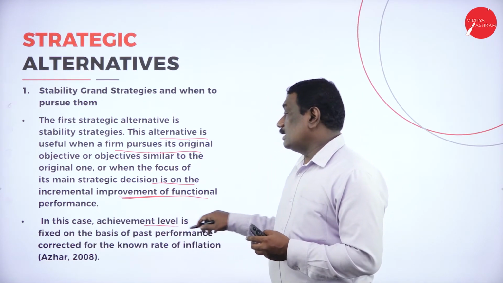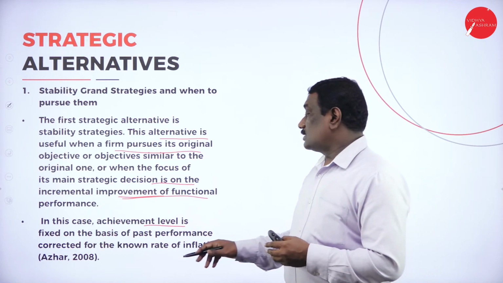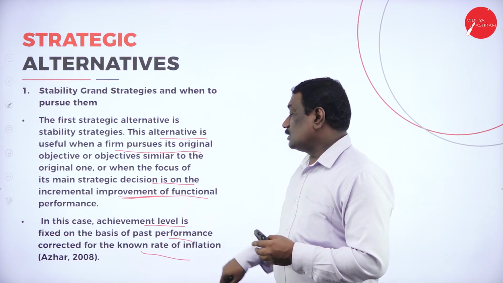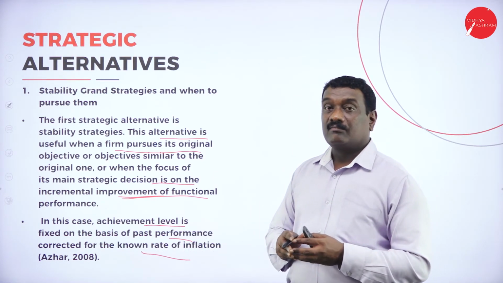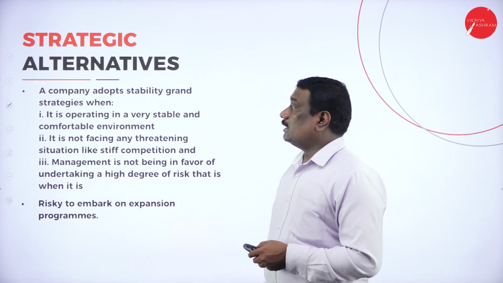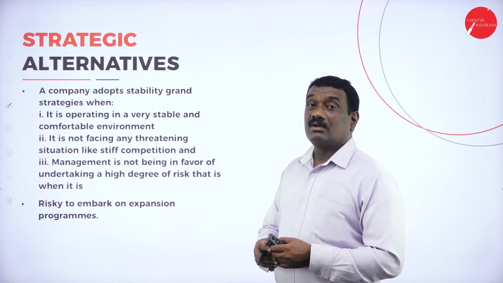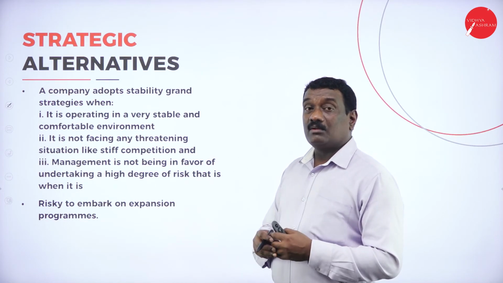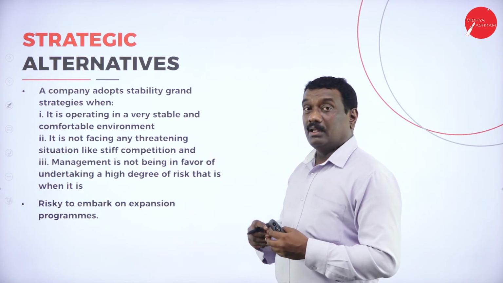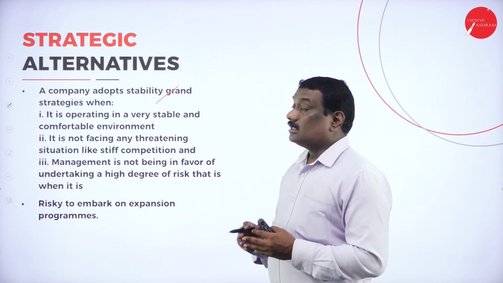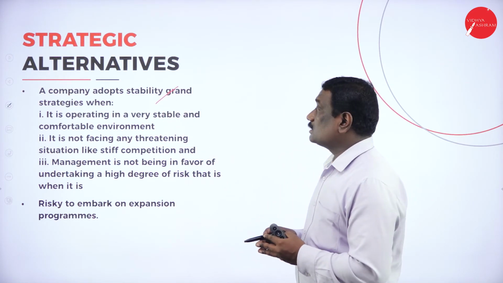So in case the achievement level is fixed, then the basis for the past performance corrected is known, the rate of inflation. So here the company adopts stability grand strategies when the operating environment is very stable and comfortable. Only when there is a comfortable environment and the operating is very stable, during that time the stability grand strategy is adopted.